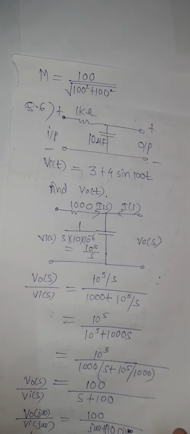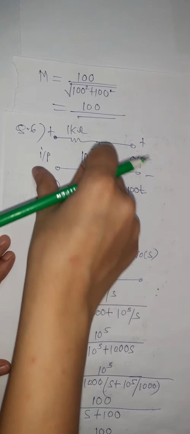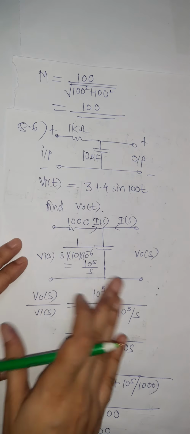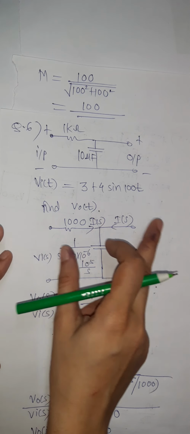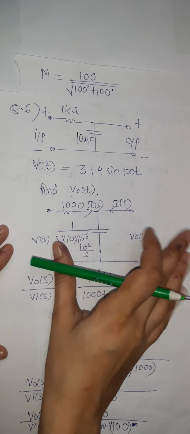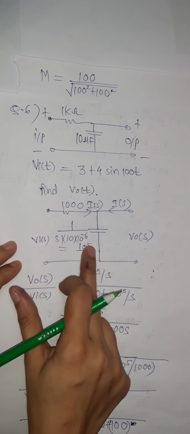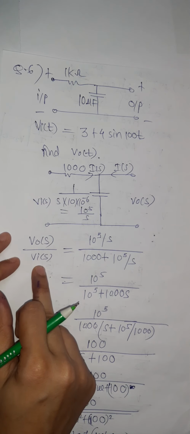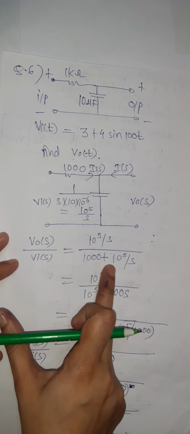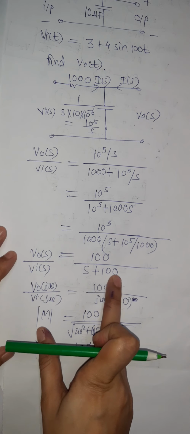I will explain again what I have done here. First of all, this circuit is given and Vi(t), that is the input voltage, is also given. In such a circuit, in this simple RC circuit, the frequency of the input as well as the output voltage will remain the same, but there is some change in magnitude and phase. So to find V0(t), first of all I have converted this into the S domain, 1000 and 10 raised to 5 by s, and using the transfer function V0(s) by Vi(s) is equal to 10 raised to 5 by s divided by 1000 plus 10 raised to 5 by s. So after adjusting, we are left with 100 by s plus 100.